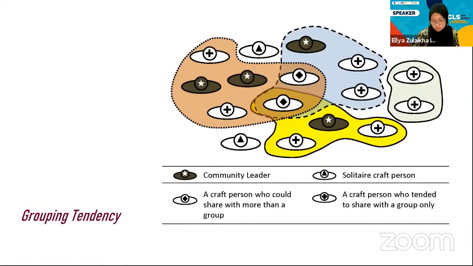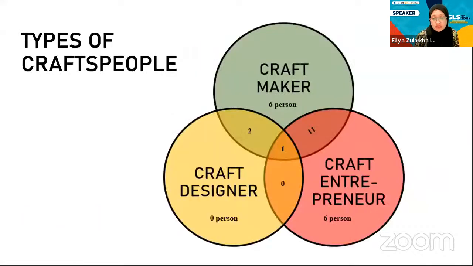After those participatory design projects, I found that there is a grouping tendency in the community. Although they are all craftspeople, I found that these craftspeople have a grouping tendency, and there are even some solitary craftspeople. It is quite interesting because, although it seems similar, actually each craftsperson has their own potential.